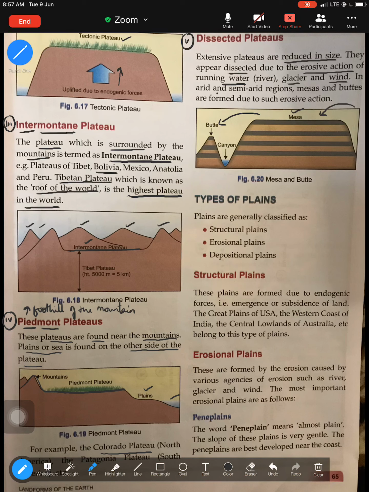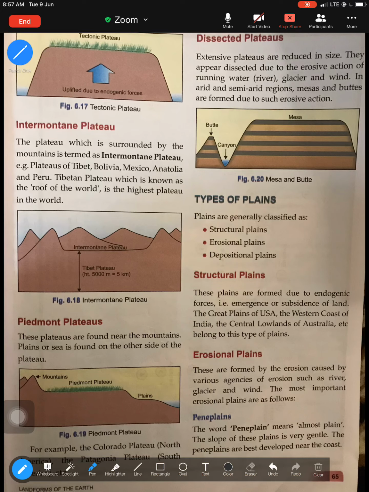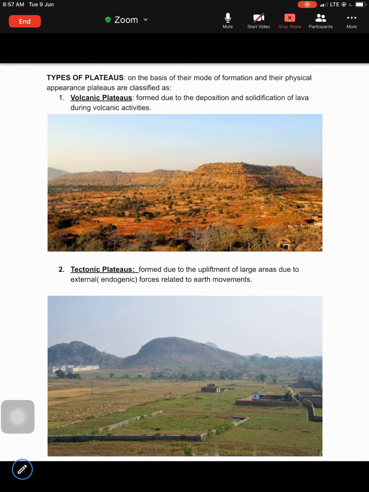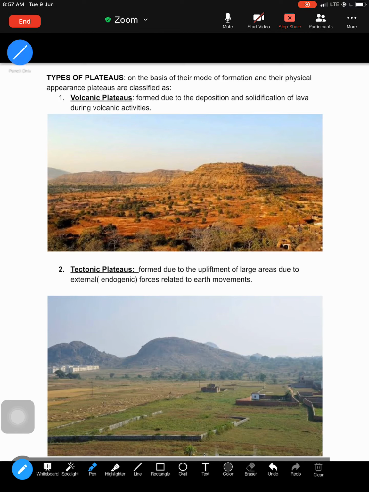All right. Now let us review what we've covered so far. We started this class by defining what plateaus are. We learned about the importance of plateaus and the types. I have a few pictures here just to review. We learned that plateaus differ on the basis of mode of formation and appearance. One is volcanic, because of the deposition and solidification of lava. Here I've given an example of the Deccan Plateau.